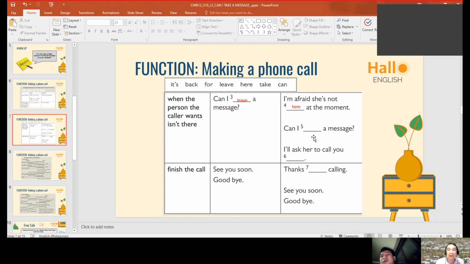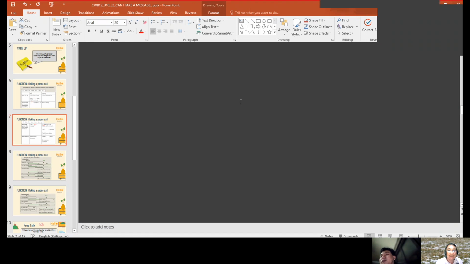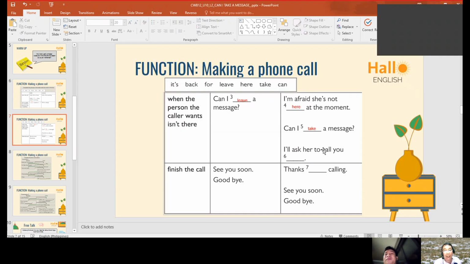Or number five, can I blank a message? Can I leave a message? The one that you are the receiver, you check the message? Yes. So you are going to use take. So can I take your message? So that would be take. Or you can also replace this one with, can I get your message for him? So you can also use that.